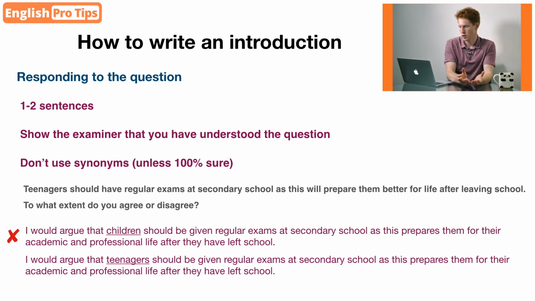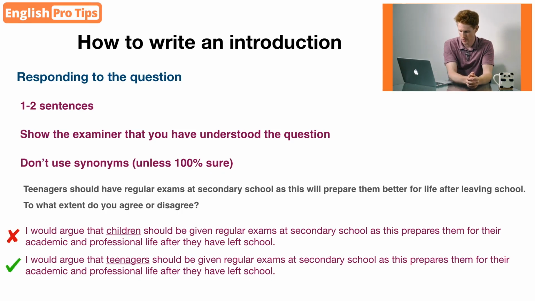This one is incorrect. Children and teenagers are not the same. So don't use a synonym if it's not a synonym. Or rather, be careful when you're using a synonym. You don't want to get this wrong. It's better just to use the same words than to use the wrong word and as a result get a lower score. That's what this student has done.